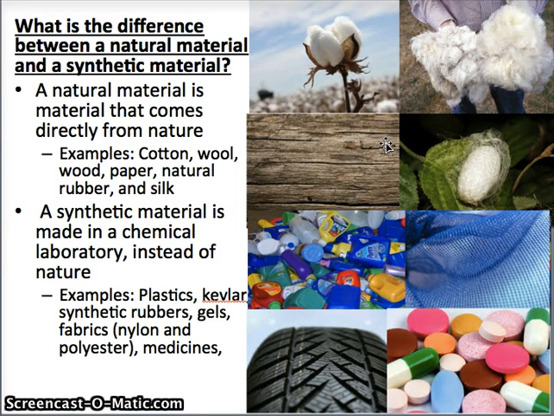A synthetic material, on the other hand, is made in a chemical laboratory instead of nature. It's usually made through modifications by humans. These four pictures down here are just some examples of synthetic materials. We have Kevlar, we have plastics, synthetic rubbers, even some medicines. They are made synthetically in the lab.